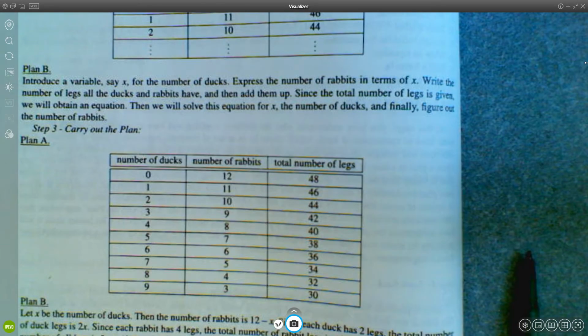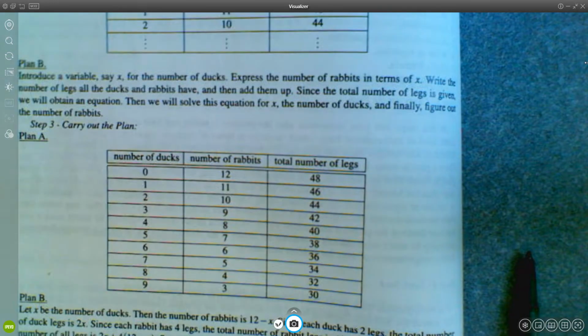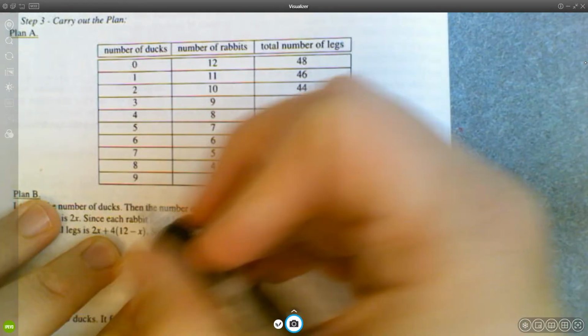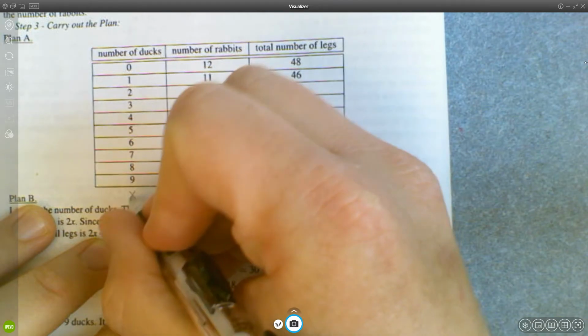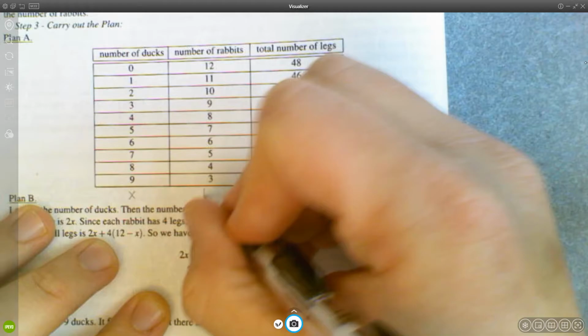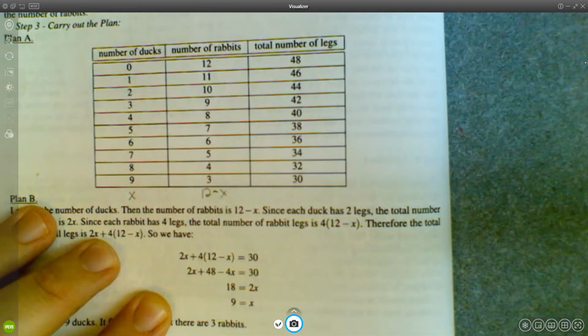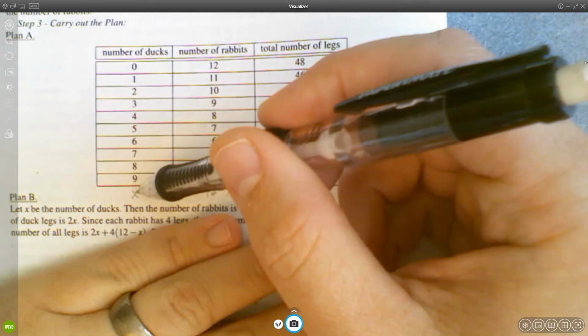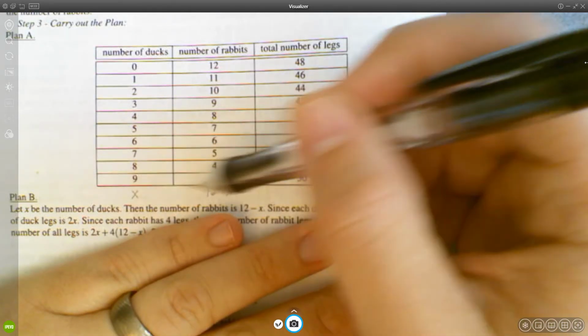So let me grab a pencil. So instead of just saying the number of ducks is a certain number, let's say that the number of ducks is x. Then the number of rabbits must be 12 minus x. And seeing it laid out in a chart like this might make it easier for you to understand where these pieces are coming from, right?